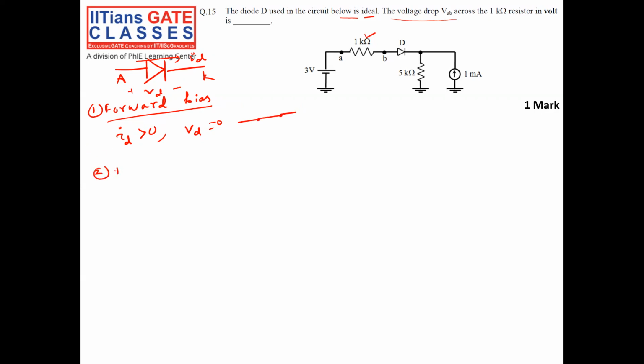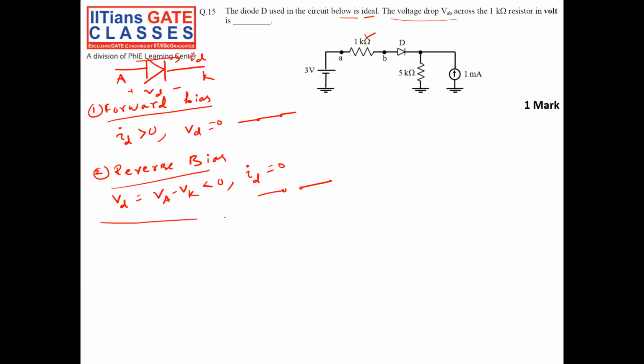The other mode is reverse bias. The ideal diode is in reverse bias when Vd, which is V anode minus V cathode, is less than 0. In that condition, the current through the diode is equal to 0, or I can say it will be like an open circuit. This is the behavior of an ideal diode. With this understanding, let us solve the question.